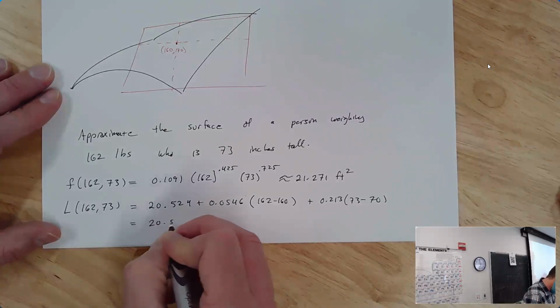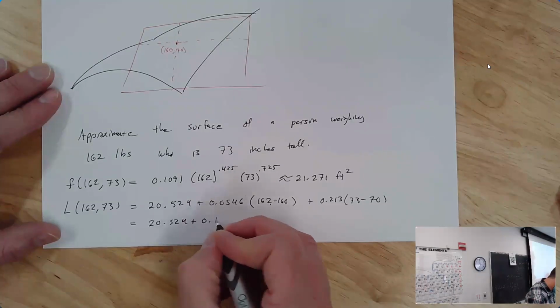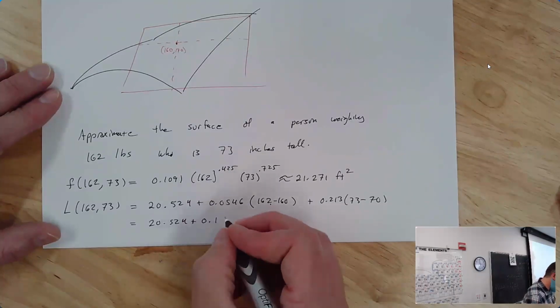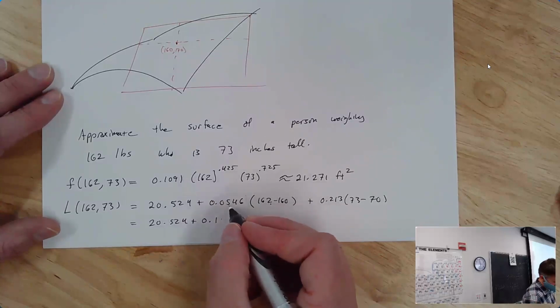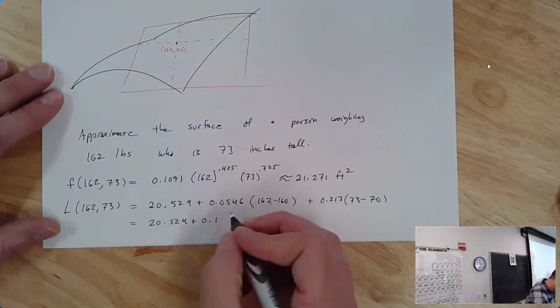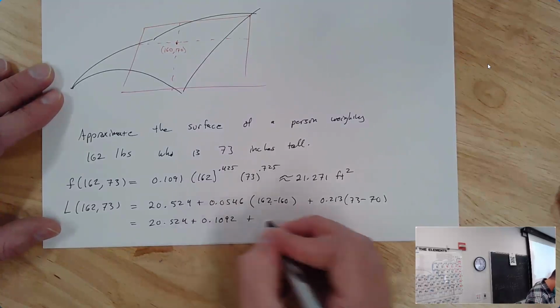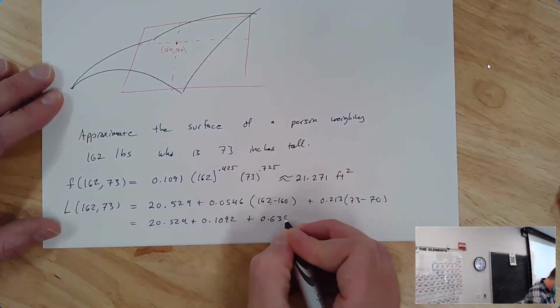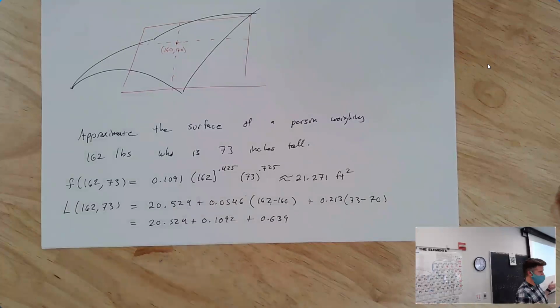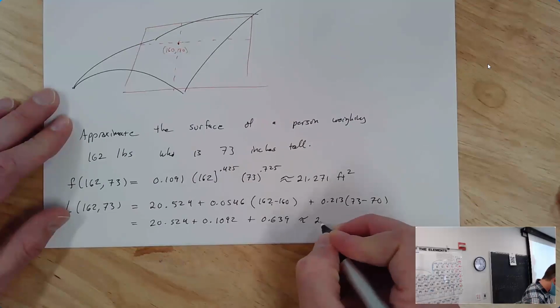Then maybe I could pretend this is moderately doable. You get 20.524 plus 2 times that is 0.1 something. And then this is going to be 0.213 times 3, which is going to be 0.639. So you could actually do this without a calculator. This ends up being about 22.25.